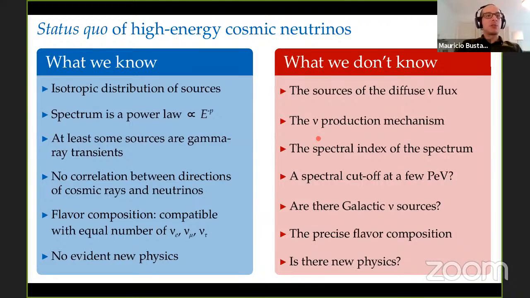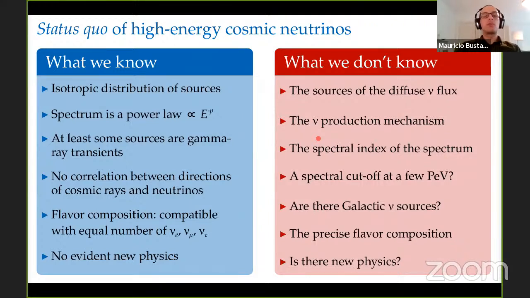The distribution of sources of astrophysical neutrinos in the sky is isotropic. We can fit the energy spectrum of neutrinos with a power law. At least some sources are gamma-ray transient sources as well, and I'll say more about this in a bit. There's no correlation yet between the incoming directions of cosmic rays and neutrinos, even though they might be made in the same sources. The flavor composition of neutrinos is compatible with there being an equal number of each flavor. And there's no evidence, at least no salient evidence at this point, of new physics.